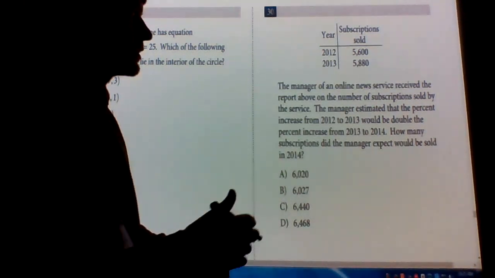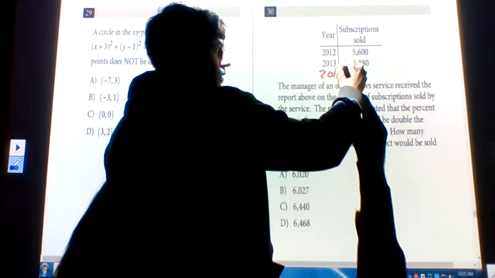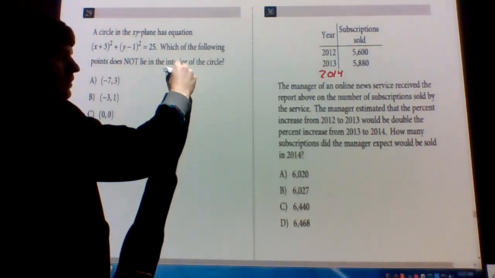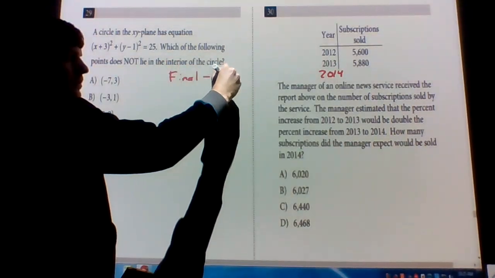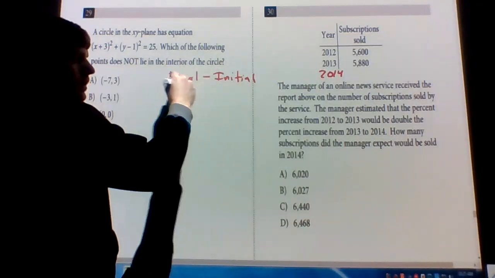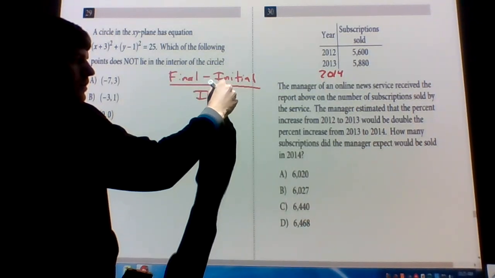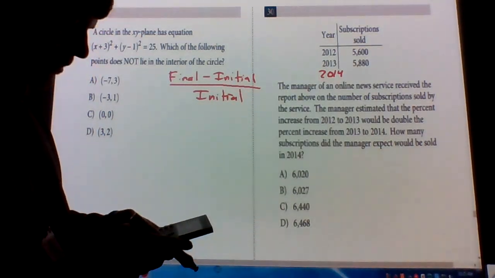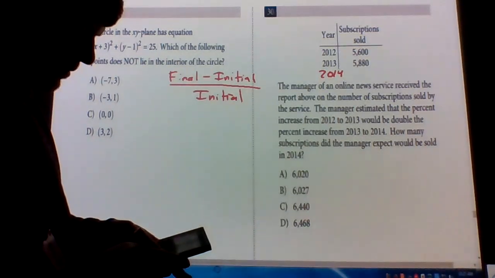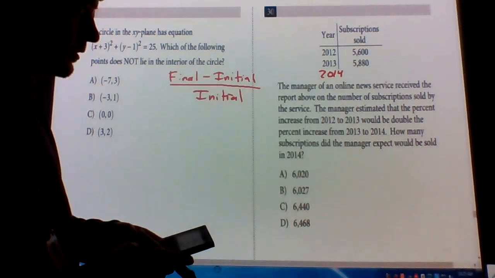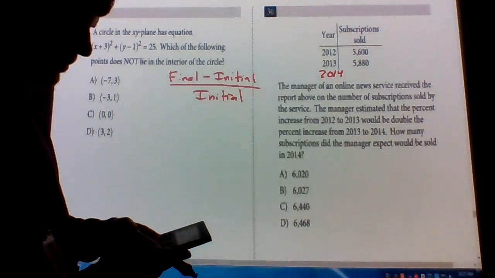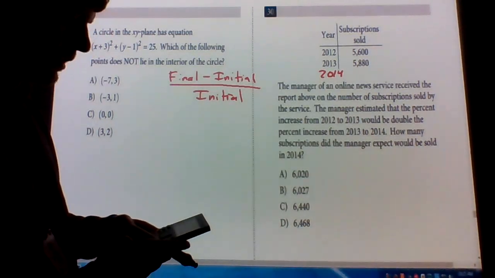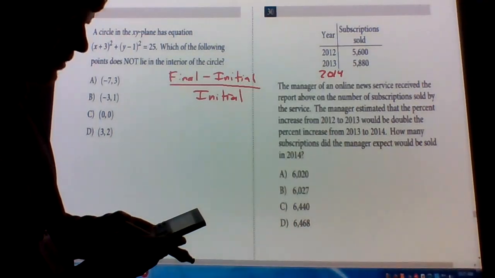So let's first find the percent increase here. So percent increase is final minus initial, right? Final minus initial divided by initial. Right, we've gone over that ad nauseum here. So final is 5880 minus 5600. Okay, divided by the initial, which was 5600. And then we want to multiply by 100.